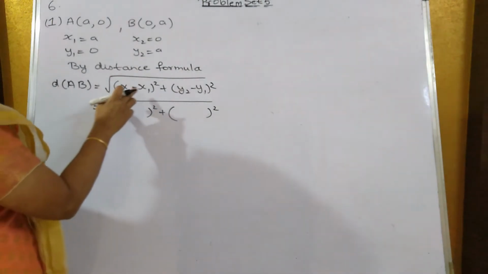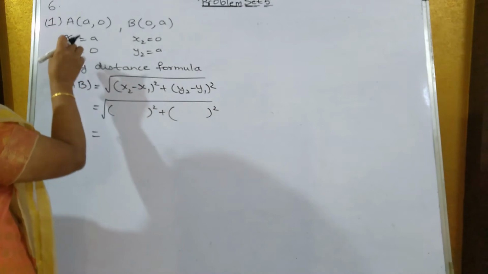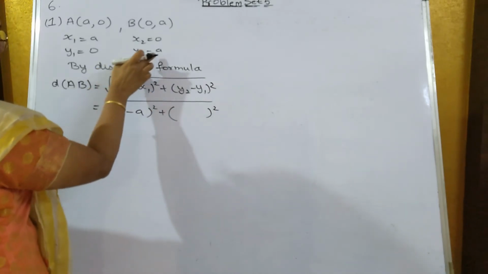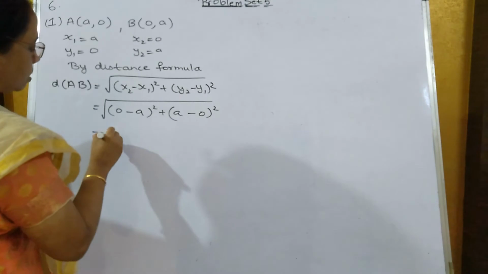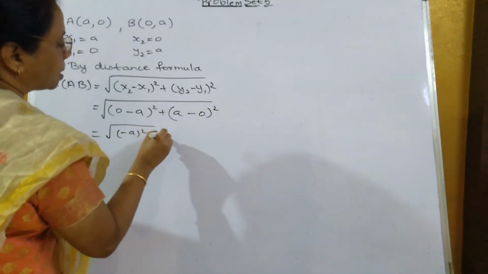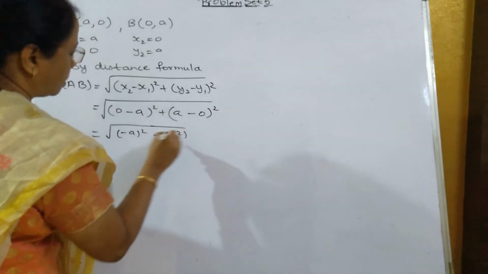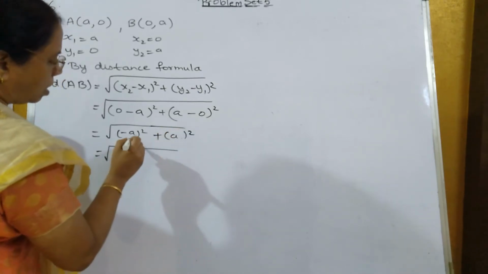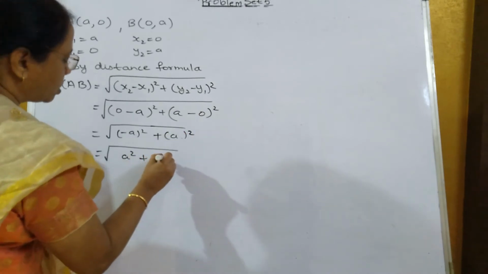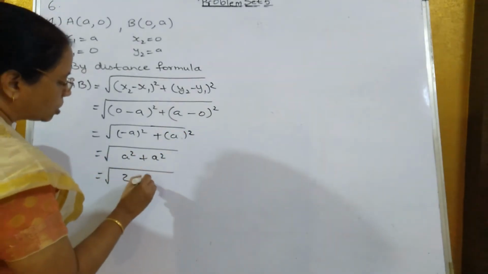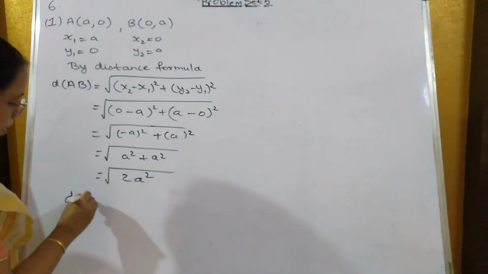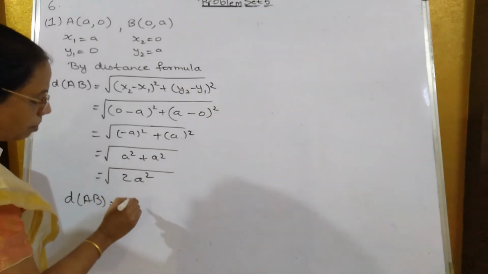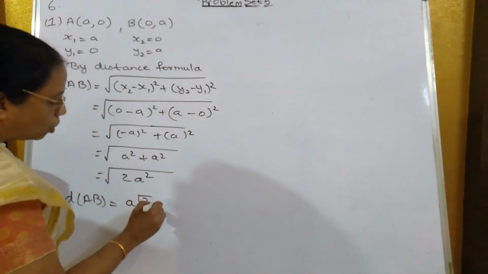Distance AB is equal to the root of (x2 minus x1) the whole square plus (y2 minus y1) the whole square. That is (0 minus a) the whole square plus (a minus 0) the whole square, that is equal to (minus a) the whole square plus (a) the whole square. So that's equal to how much? (Minus a) the whole square is a square, and (a) the whole square is also a square, that's equal to 2a square. So distance AB is equal to what? a square will come outside the root sign, that is it will become a, and root 2 will remain inside, so a root 2 units.